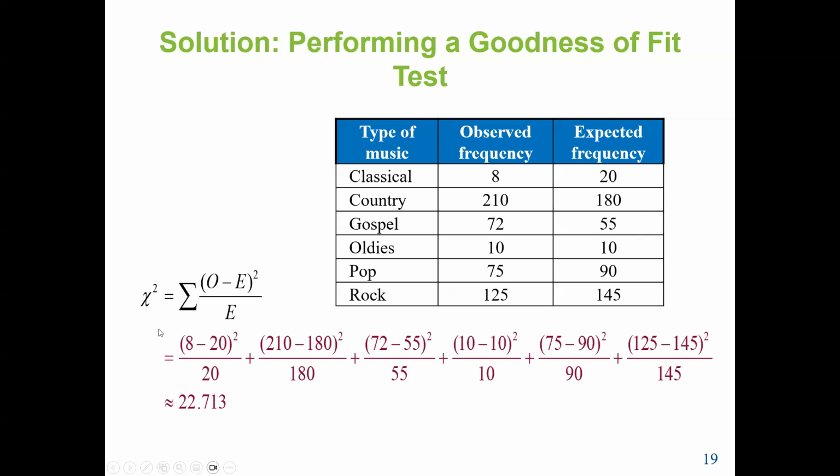Now we can find the test statistic. So here, 8 minus 20 all squared divided by 20, 210 minus 180 all squared divided by, again, 180, 72 minus 55 all squared divided by 55, 10 minus 10 all squared divided by 10, 75 minus 90 all squared divided by 90, and 125 minus 145 all squared divided by 145. That's the formula here, and it's a summation. So we are going to add all together. And when we finish, we get 22.713.